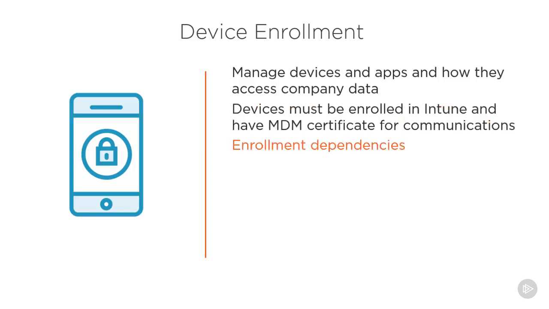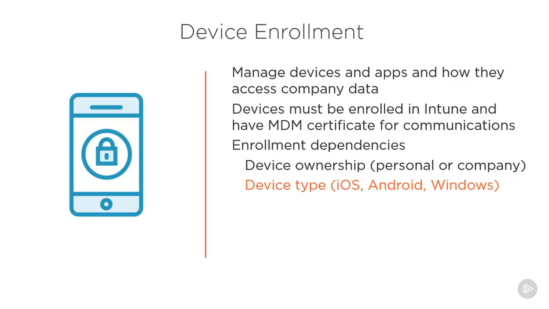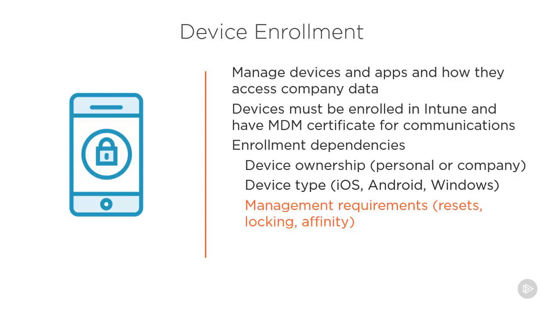There are some dependencies for the enrollment. The first one we already talked about, device ownership, personal versus company. Device type, we already talked about, iOS, Android, or Windows. And our last dependency is management requirements, and this includes resets, where I simply wipe the device prior to enrollment, locking, where I can prevent the user from unenrolling the device once it's enrolled, and affinity, where I can associate a device with a specific user.